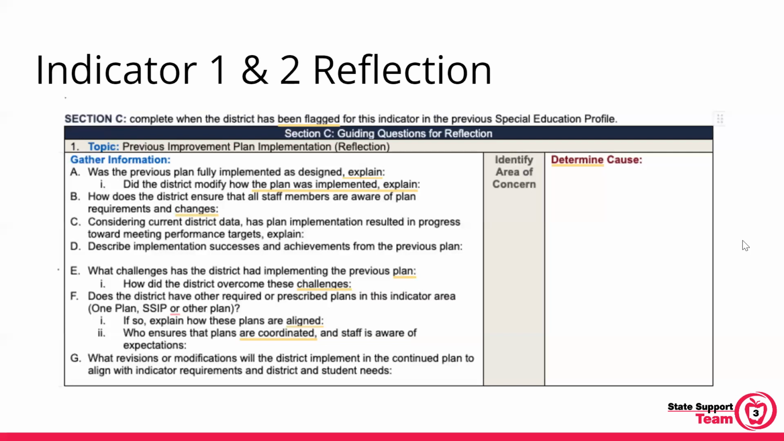Your reflection could be on what's working. If, let's say, you're not going in the right direction, that you're moving further away from reaching that target that was set, then you are going to go through this section and talk about what's not working and what you will do differently as you design your improvement plan of how you're going to move forward in that, whatever the indicator is.